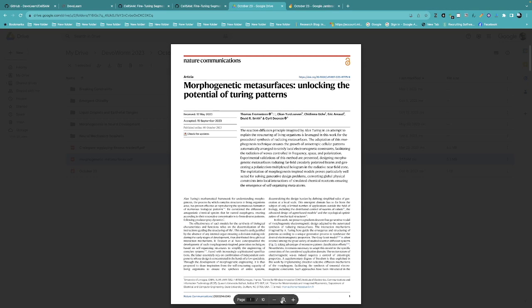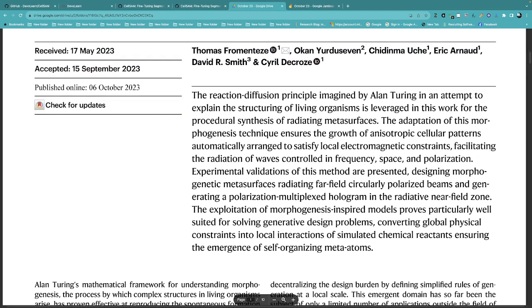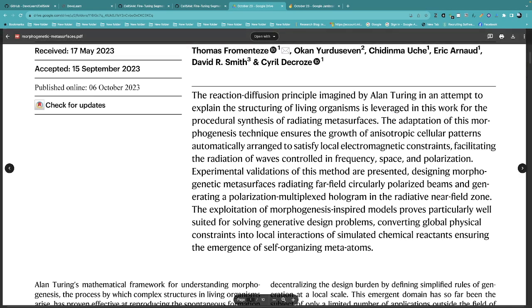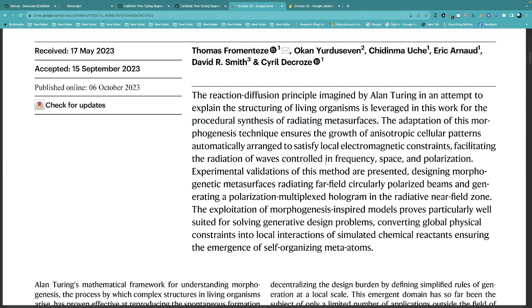So let's zoom in on the abstract. The abstract reads, the reaction diffusion principle imagined by Alan Turing in an attempt to explain the structuring of living organisms is leveraged in this work for the procedural synthesis of radiating metasurfaces. So procedural synthesis is basically like a generative model. They use procedural synthesis in art a lot, in AI art and other types of three-dimensional modeling. And so what they're going to do is build this radiating metasurface. So it has like a pattern on it that changes over space.